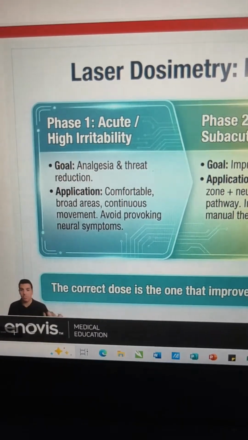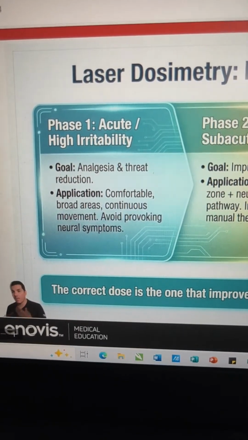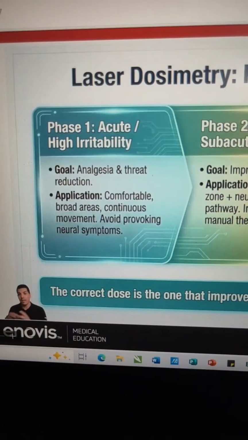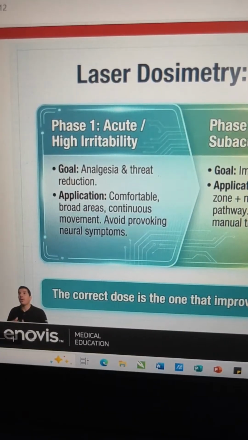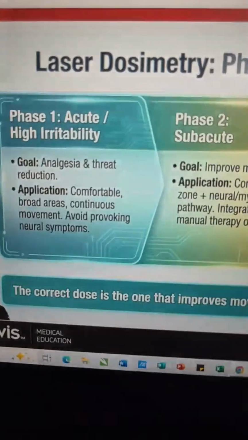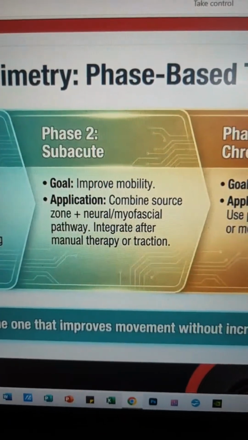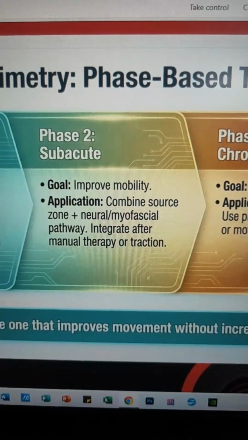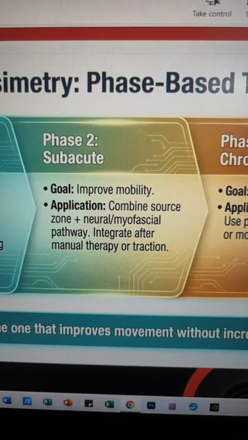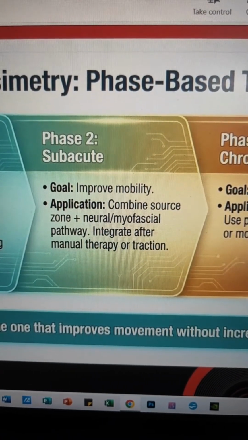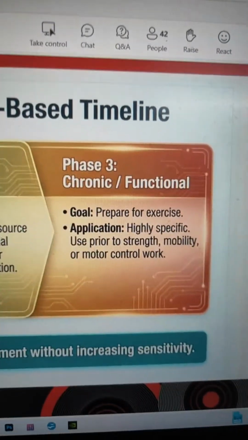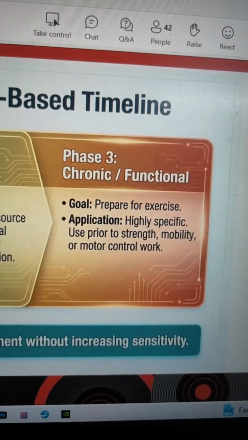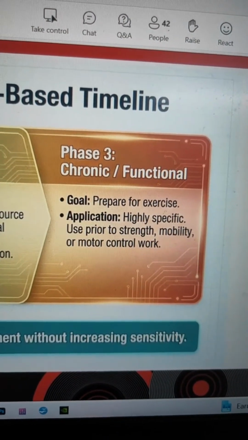In the subacute phase, we aim to restore mobility. Here, we apply energy densities of around 10 to 12 joules per square centimetre with more moderate power levels. Usually, all patients can easily tolerate 12 to 15 watts, and some even more. If possible, we'll work in continuous mode and, whenever we can, in contact, actively working on the soft tissue. What's important here is that we always use the laser before manual therapy, traction, or exercise, all right? We work both from the origin and along the entire neural pathway or all the relevant myofascial area.